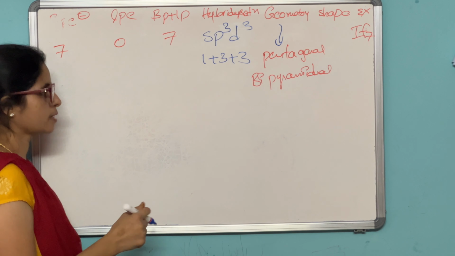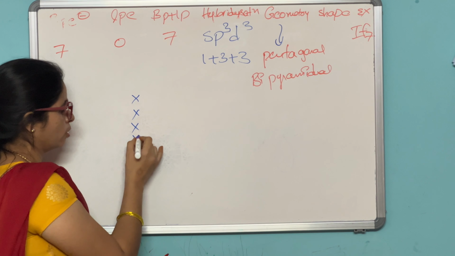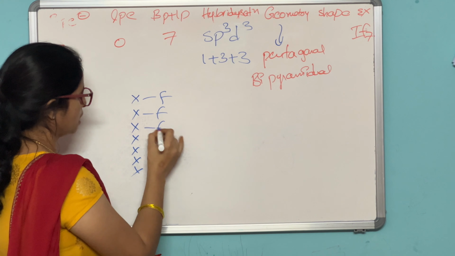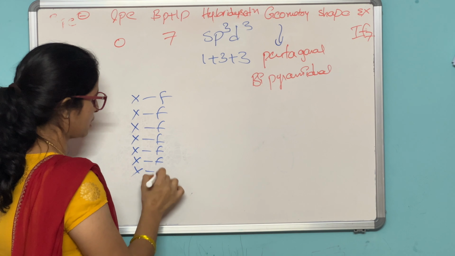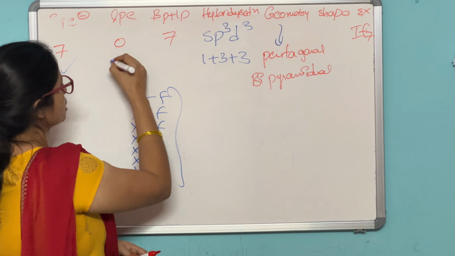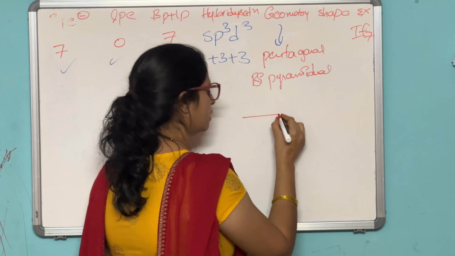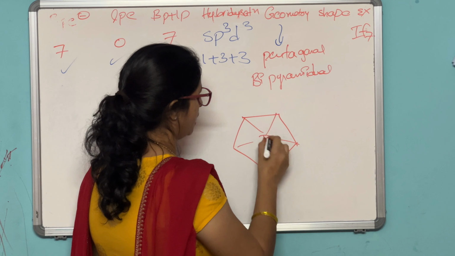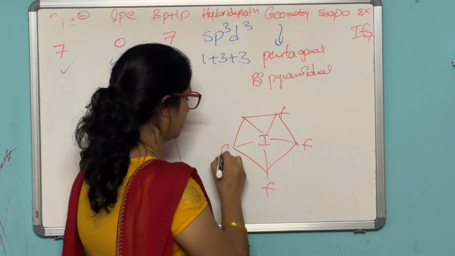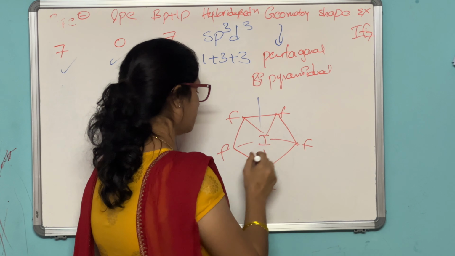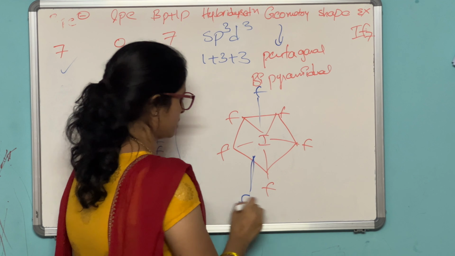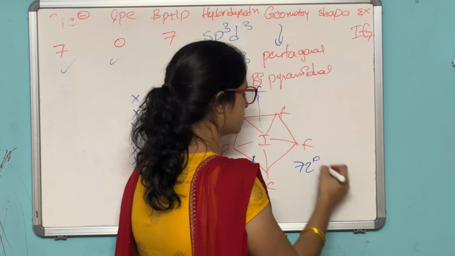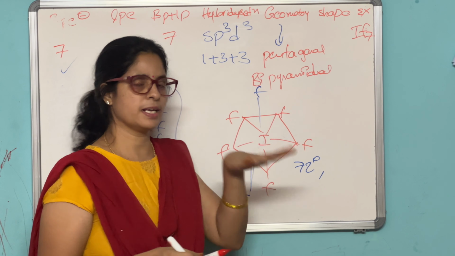So iodine, in interhalogen compounds, iodine belongs to group 7: 1, 2, 3, 4, 5, 6, 7. 7 fluorines, 1, 2, 3, 4, 5, 6, 7. With 7 bond pairs, 0 lone pairs, and the structure is a pentagon. I, F, F, F, F, F. One atom above the plane of the pentagon, it is F and it is F. Pentagonal bipyramidal with a bond angle in the pentagon of 72 degrees.